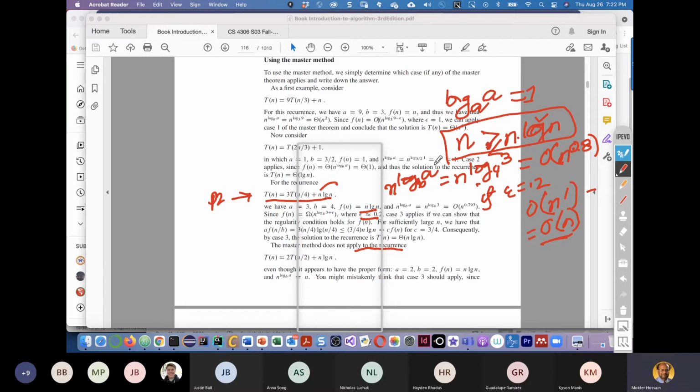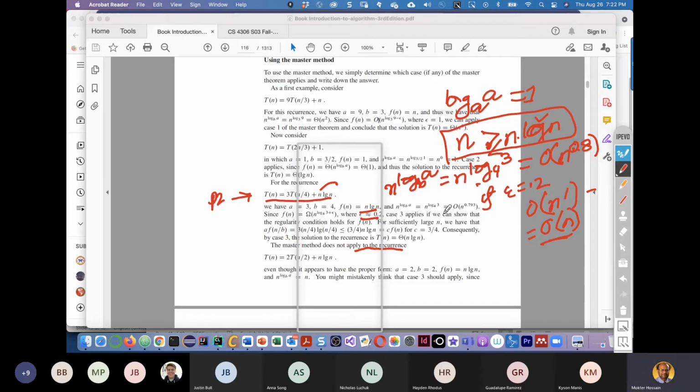This is why this falls within the gap. We say that there is a gap between case 2 and case 3. So this is within the gap, so we say the master method does not apply for the recurrence. But let us go to another example where we see that it applies. I think it will be easy to understand. So do you have any question for this part?